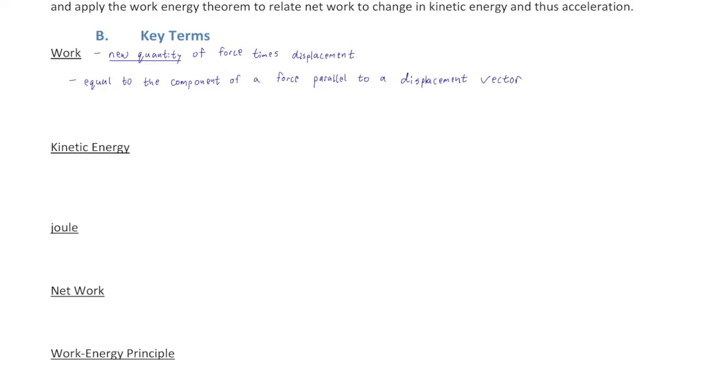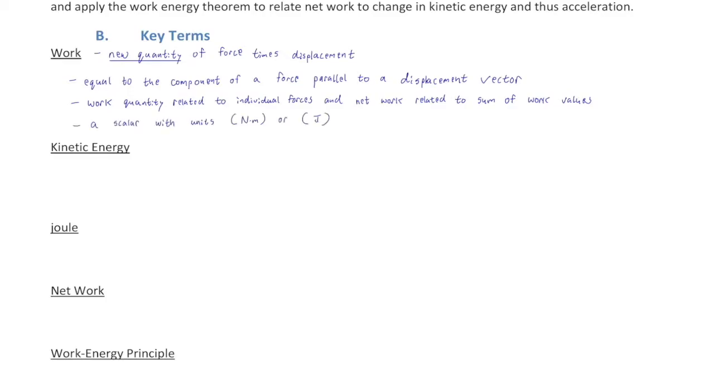All right? And the name kind of says it all. It's work. It's actual mechanical action, right? It's doing things. The work quantity is related to individual forces, and net work, which is a term we'll use a lot, is related to the sum of work values. And notice my wording there. The reason I say values is because work is a scalar, so it has units of Newton meters or joules. Or I should say really J, because I haven't defined it as a joule yet, but spoiler, J stands for joule. But Newton meter makes sense because it's force multiplied by a distance.